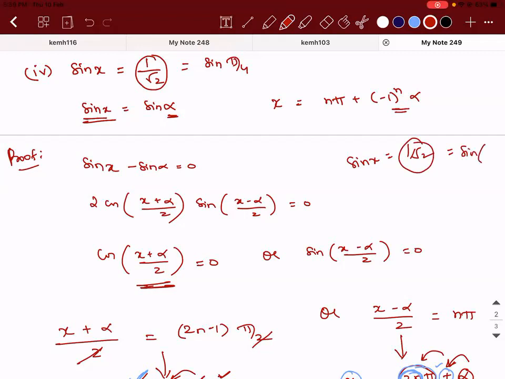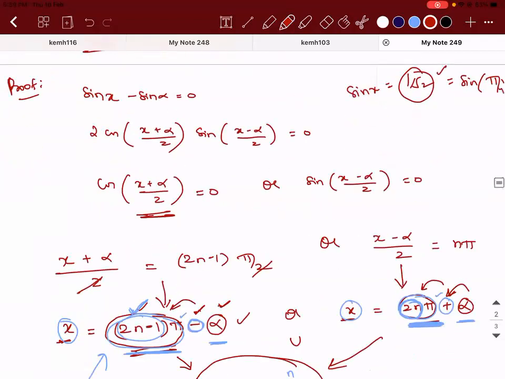There is something called as a principal value. What is the principal value? Principal value is that value which will give you the output 1 by root 2 for the first time. So when you start from 0, when will you get 1 by root 2 for the first time? Pi by 4. So in this question, alpha is pi by 4. So x, what will you write? n pi plus (-1)^n into pi by 4. That is the solution.